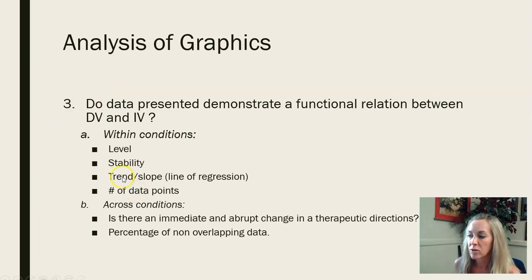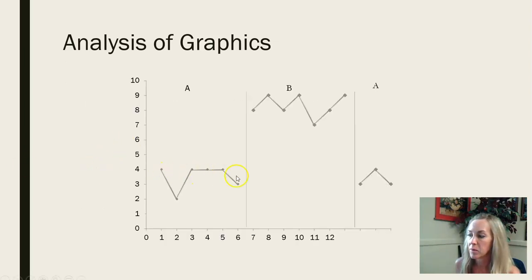Additionally, we want to know about our trend. Is it accelerating, decelerating, or zero accelerating data? Is it in a therapeutic direction or contra-therapeutic direction? In this example, we have no trend, zero accelerating trend here, possibly a therapeutic trend, accelerating trend here, and then a return to baseline condition, and again, zero accelerating.